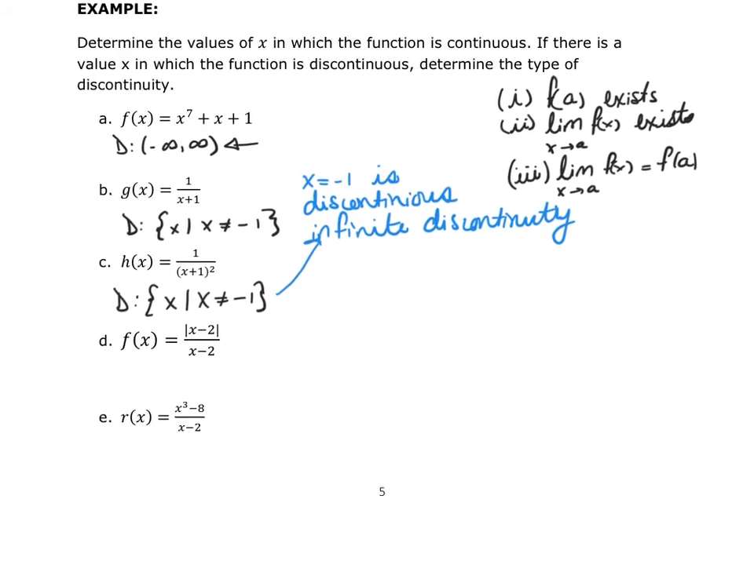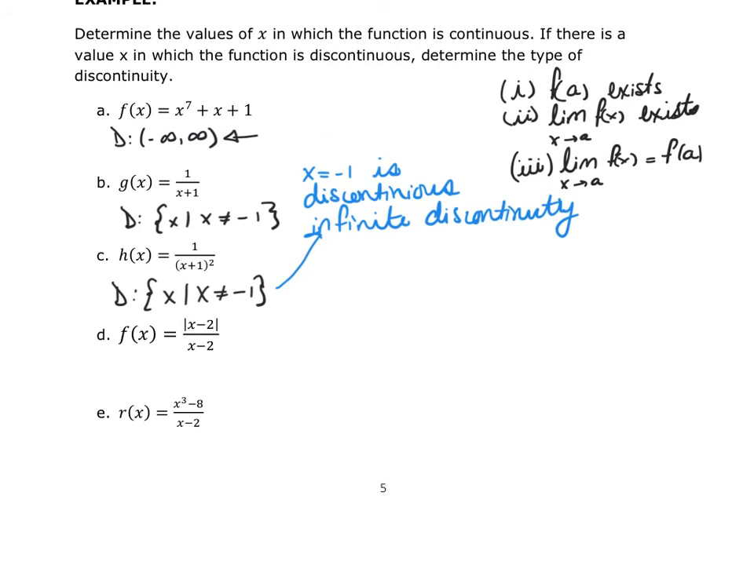As we take a look at D, this is the absolute value of x minus 2 over x minus 2. So we know the domain for this is x such that x does not equal 2. So for this, it is continuous everywhere on its domain. There's no place in which it's undefined. So the first part will be checked off. The second part is the limit exists everywhere except for x equals 2.